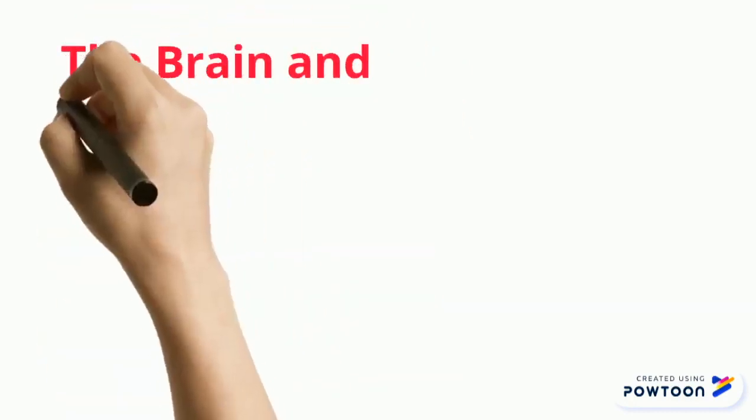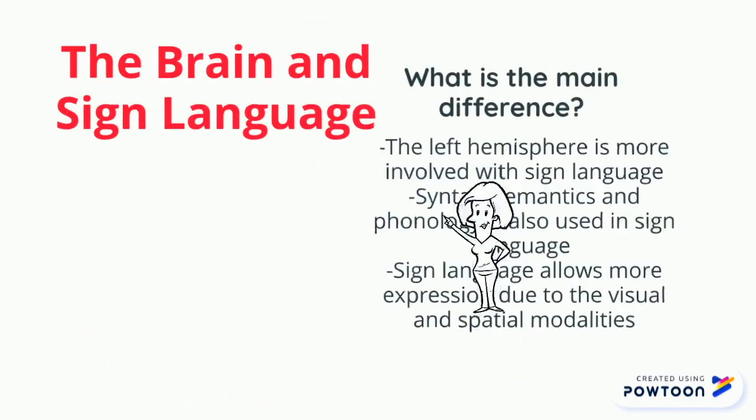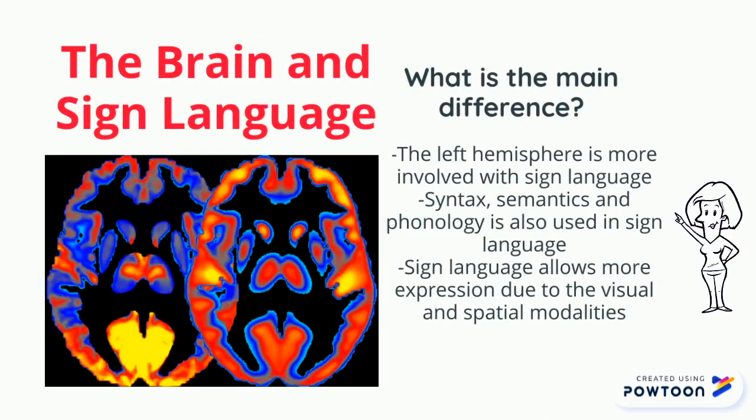There is significant overlap between the brain and the areas used between sign language and spoken language. It can be concluded that these areas of the brain don't distinguish between language and communication coming to the ears or to the eyes. The main difference is that deaf people use parts of the brain that process visual motion.